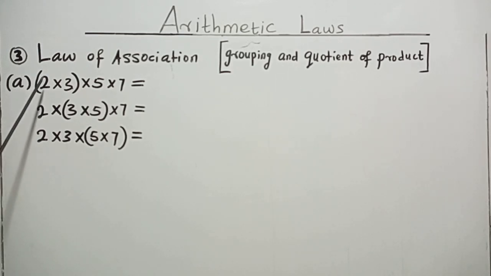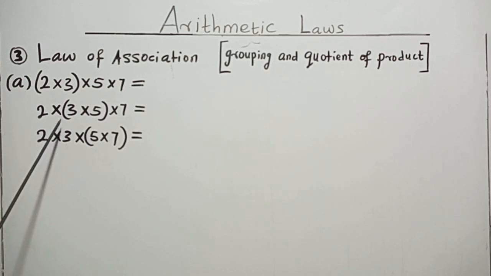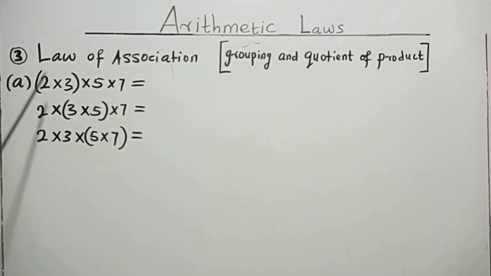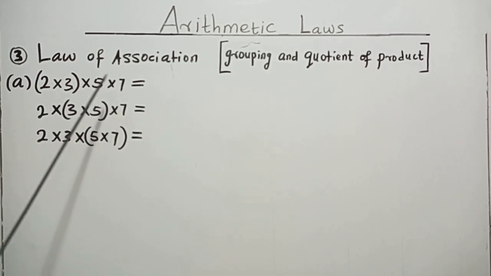In the first number operation of multiplication, the bracket isolates 2 and 3. In the second, the bracket isolates 3 and 5. In the third number operation, the bracket isolates 5 and 7. In all, numbers are multiplying themselves. 2 times 3 times 5 times 7 is the first one. Let us check if different or the same answer will be gotten as we carry out these number operations.